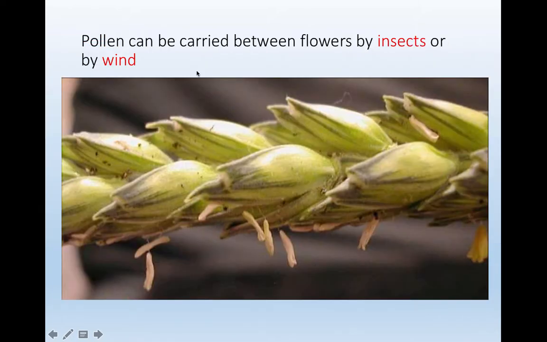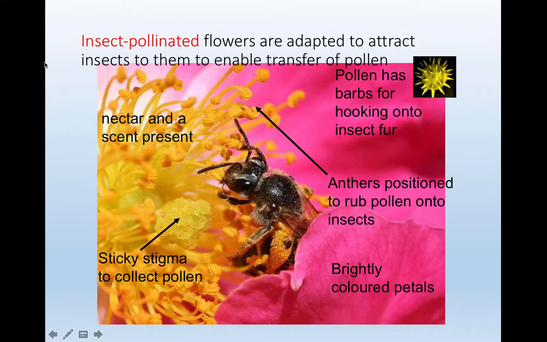Okay, so pollen can be carried between flowers by insects or by wind. Sometimes it is done by us in pollination experiments as well. But insect-pollinated flowers are adapted to attract the insects to them, and this enables the transfer of pollen, as pollen has barbs and hooks onto the insect furs.